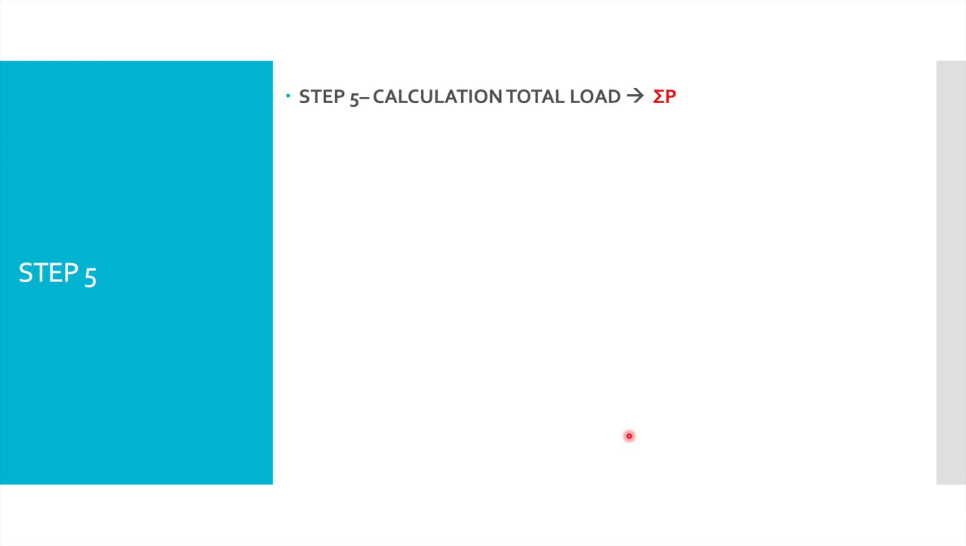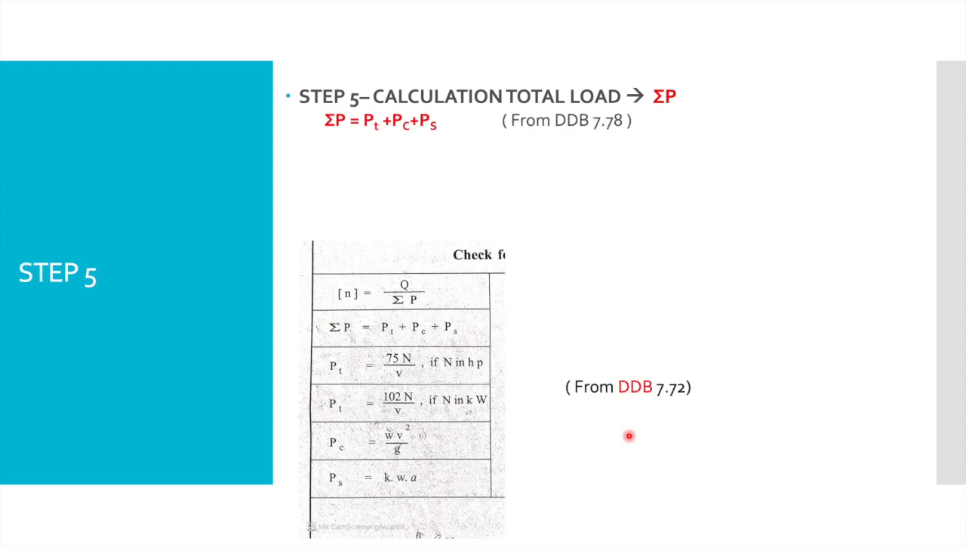Calculation of total load, which is sigma P, is the sum of PT plus PC plus PS. Here is the formula. All three formulas have the standard value in kgf, so hence we calculate the total load in Newton. For the conversion of kgf to Newton, we need to multiply by 10.